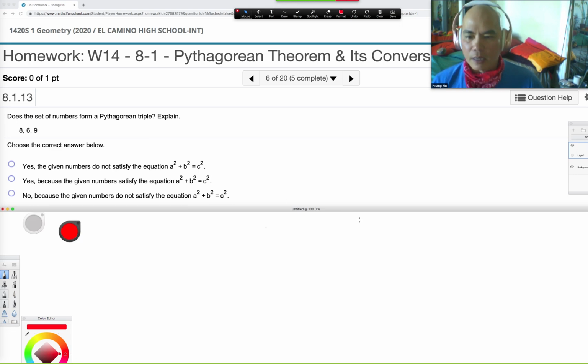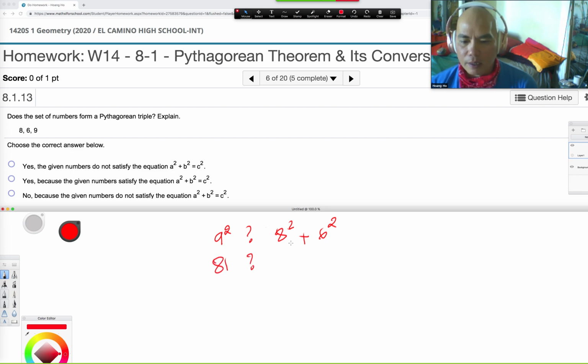Nice and beautiful. Okay, so I take 9, I square it, and I want to see if it's equal to 8 squared added with 6 squared. So 9 squared happens to be 81. 8 squared happens to be 64. And 6 squared happens to be 36. So I come out with 81, and on the right side, 64 plus 36, that's 100. So in this case, they're not equal to each other. So the answer is no.